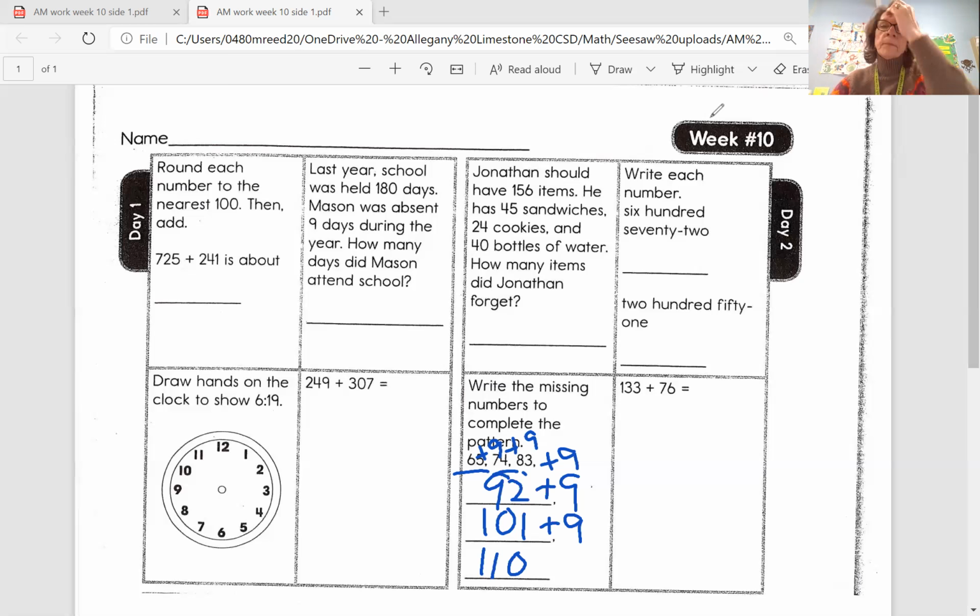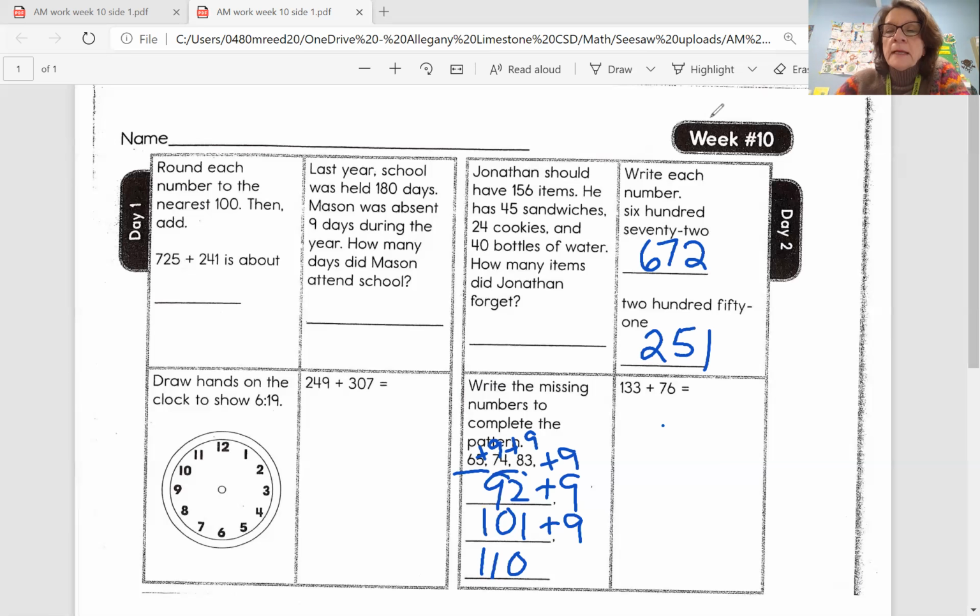All right, let's go to the next question. It says, write each number. And they have given us word form. There's no numbers here. There's just words. And if I read it, it says 672. So I'm going to write 672. All right. The next set of words says 251. I will write 251. Okay, hopefully you didn't have too much trouble with that. It's pretty easy to go from word form to number form. You just say the number and write it.